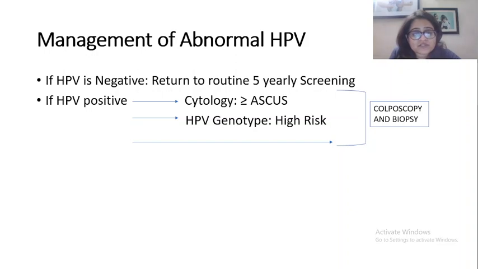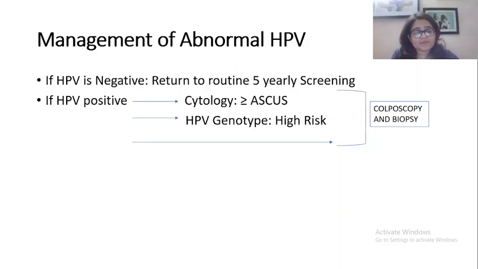If you have the facility, if you have the equipment, do a genotype. If it is 16 or 18, these are the highest risk categories, then again do a colposcopy and biopsy. Or you can, even if HPV is positive, you don't have a cytology, you can directly call the patient for a colposcopy and biopsy. Especially if you feel the patient will not come again.